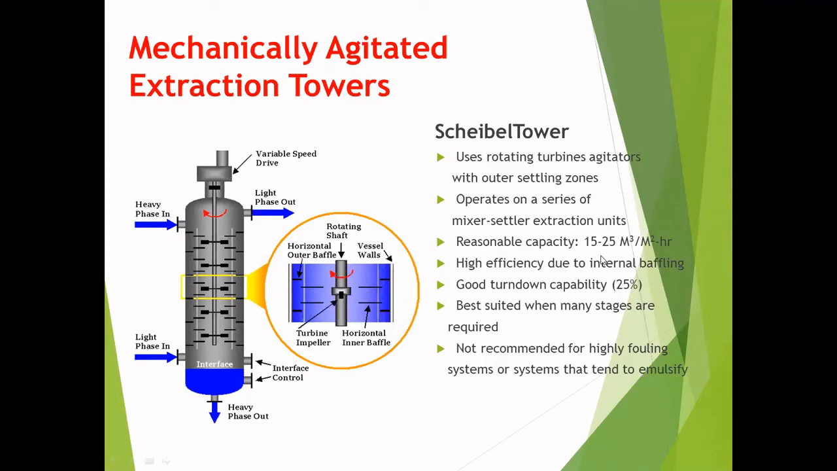This one is only 15 to 25 cubic meter per square meter per hour. This has high efficiency due to internal baffling. So in terms of efficiency, this is more efficient, and it has a good turndown capability.